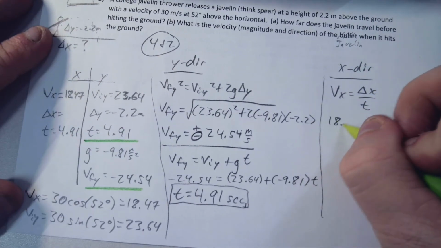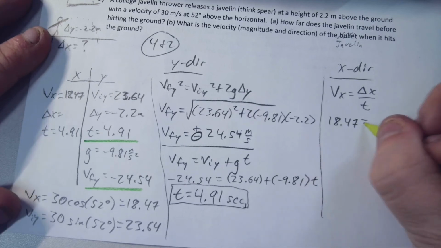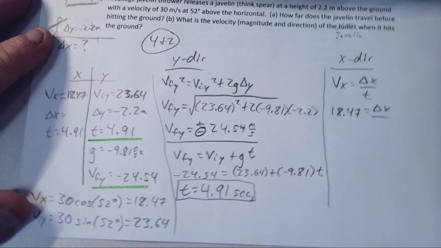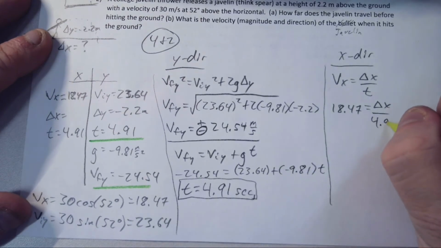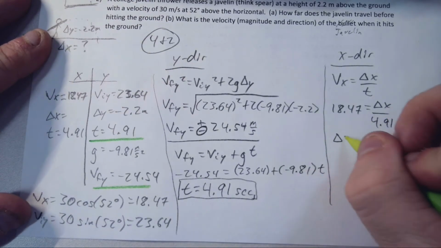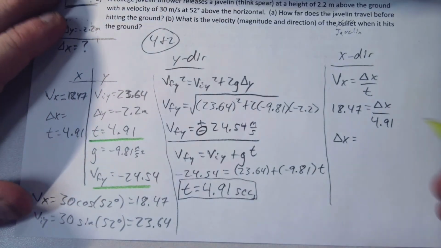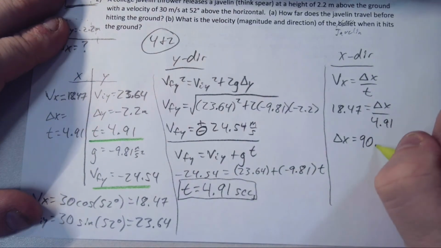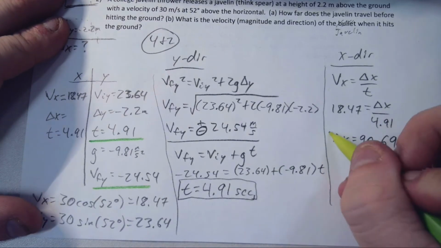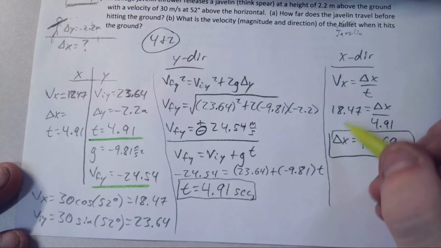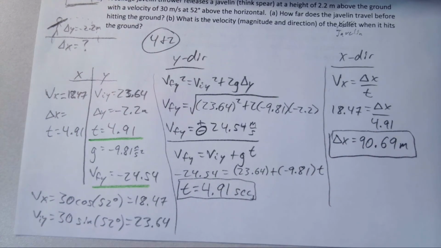We know it's traveling 18.47 sideways. It is doing that for a time of 4.91 seconds. That gives .69 meters. Not the world record, but a pretty far throw for college level.